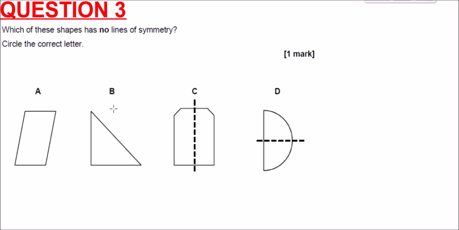Also this one, B, would have a line of symmetry going through the right angle, a straight line that cuts the right angle and goes halfway through the opposite side. A wouldn't have any lines of symmetry. A parallelogram, which A is, would never have any lines of symmetry. So that's one of the facts of a parallelogram. So we need to just circle A, because A is the one without any line symmetry whatsoever.